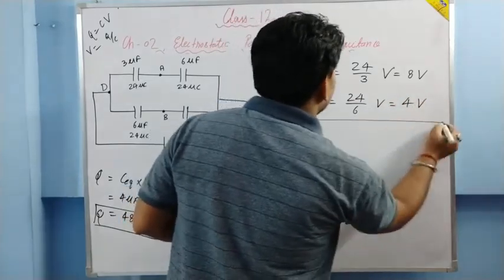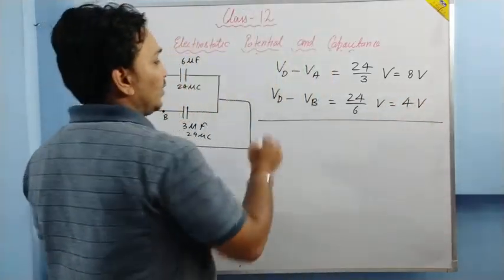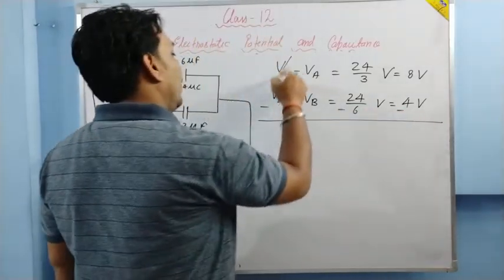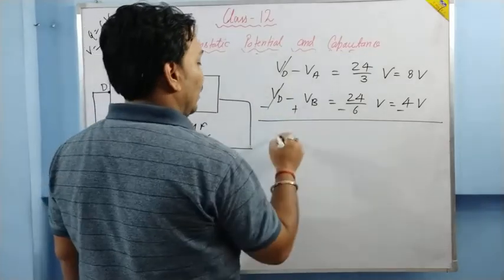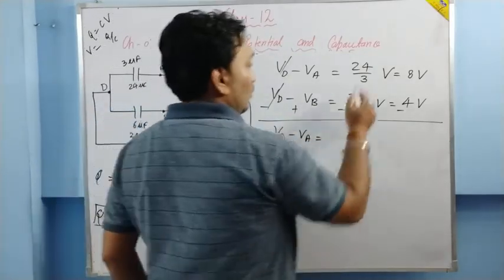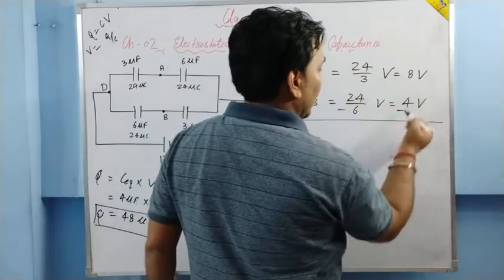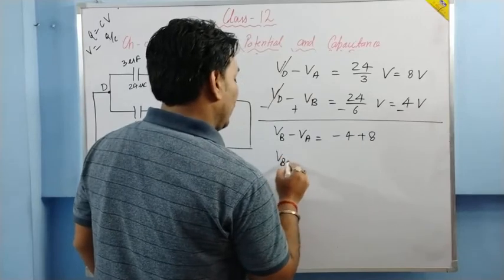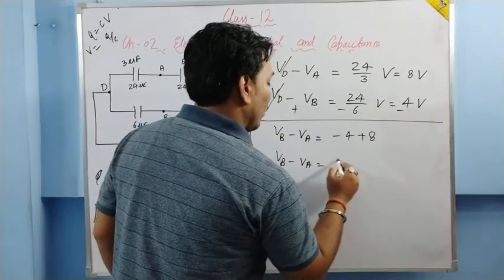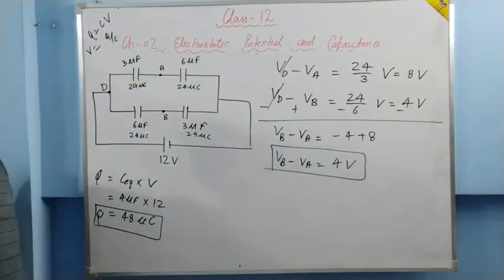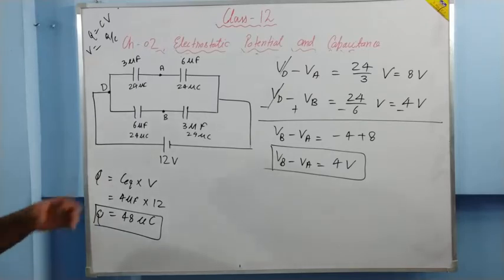Just subtract this. When you subtract, VD and VD will be cancelled out. We'll have VB minus VA, which is equal to, solving this is no problem, minus 4 plus 8. VB minus VA will be equal to 4 volt. This is the answer.